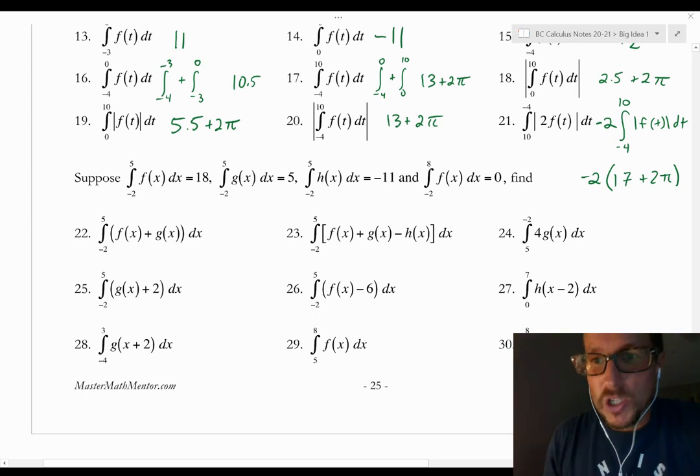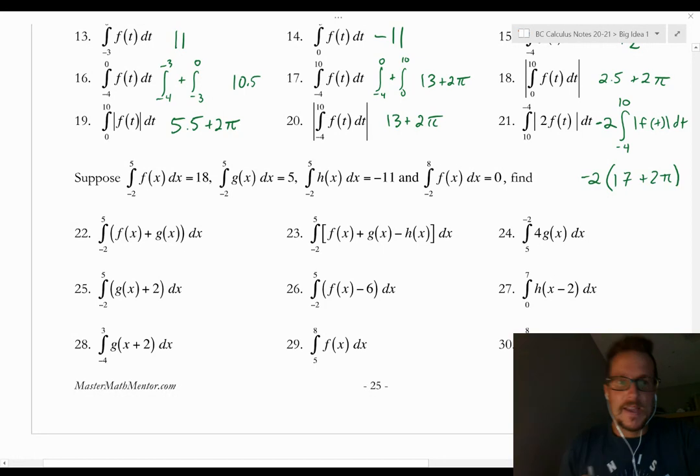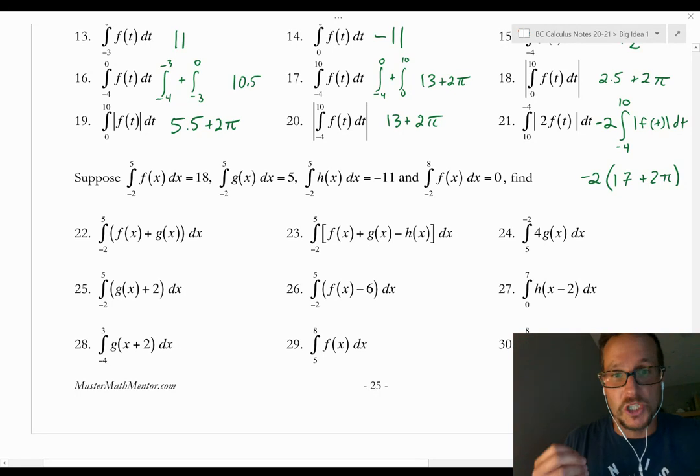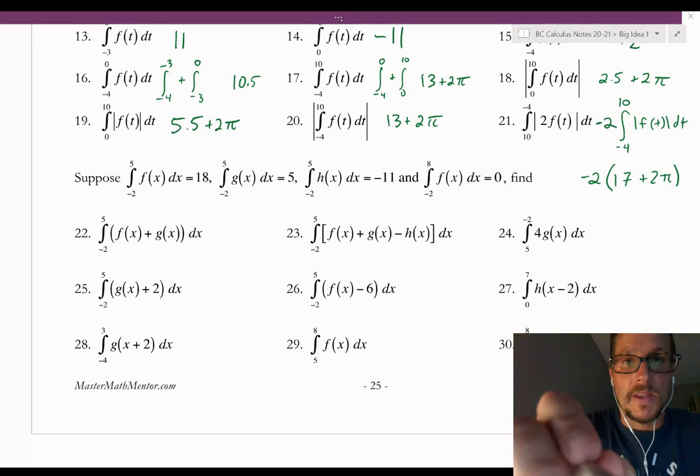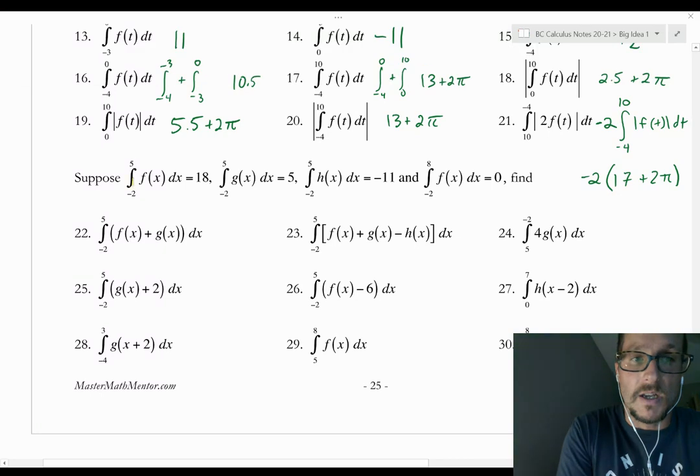We've made it to the final video of the week. Okay. This time, we're not going to have a picture of a function. We're not going to have the ability to use geometry to find area. But what we do have is a list of certain integral information that is given to us.